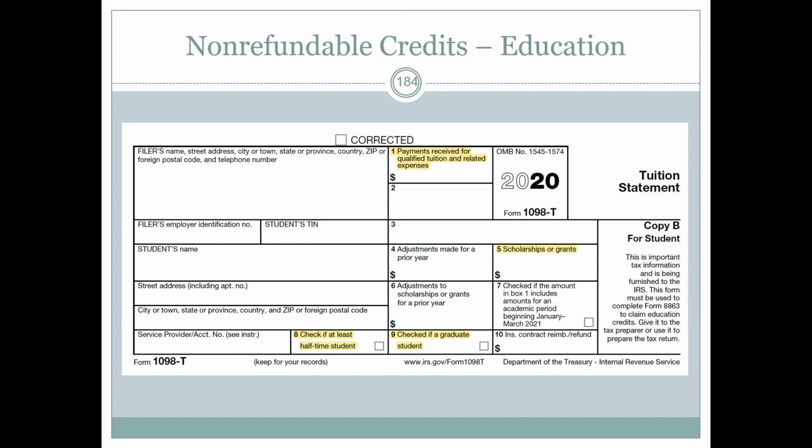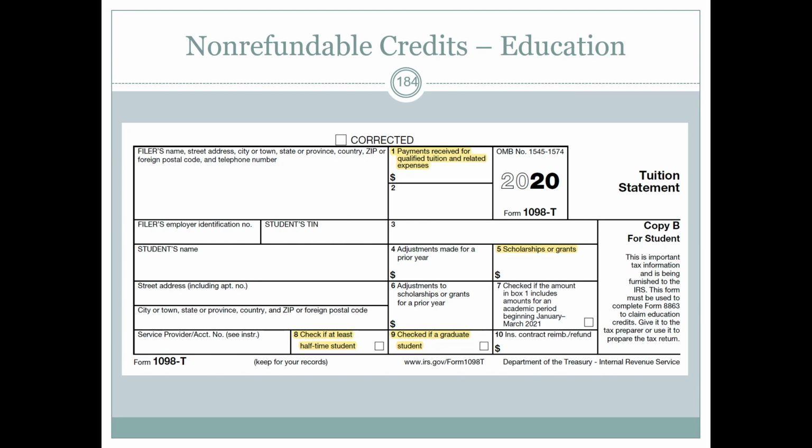There is a source document that the taxpayer must present in order to take these credits, and it is a 1098-T. This form, of course, would list the taxpayer's name along with their identification number, as well as the institution's identification number. So the information that you input into TaxSlayer comes from this form.